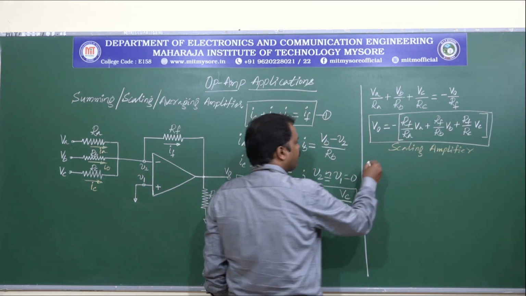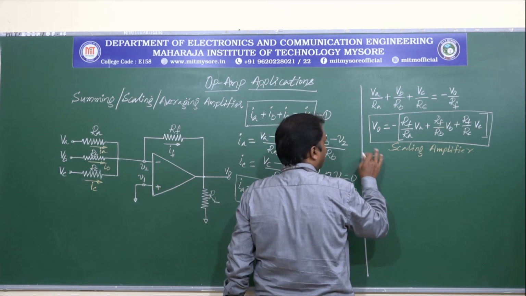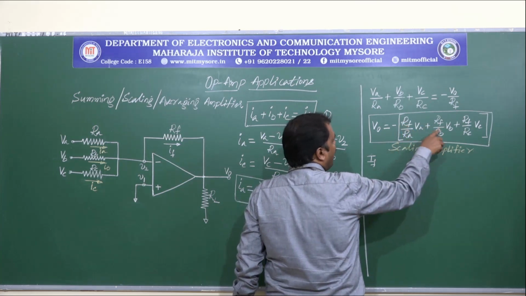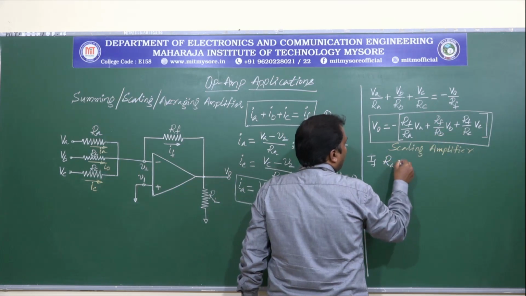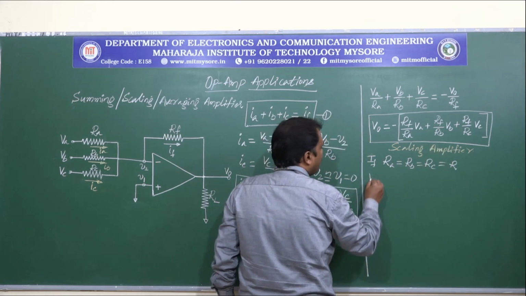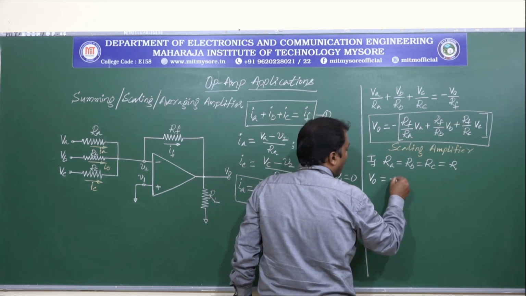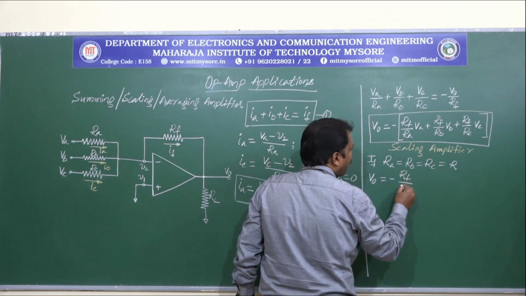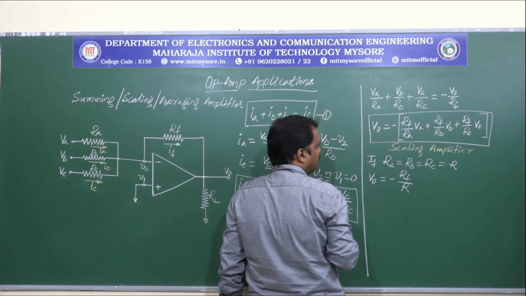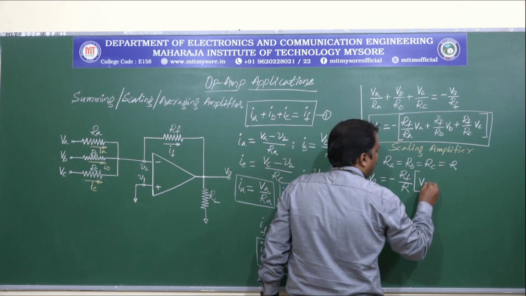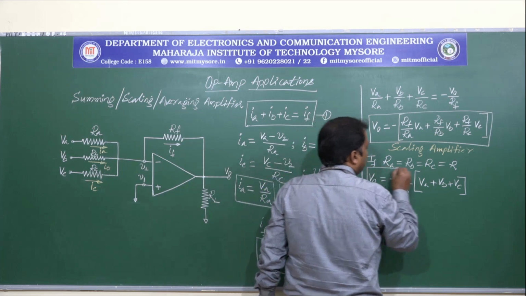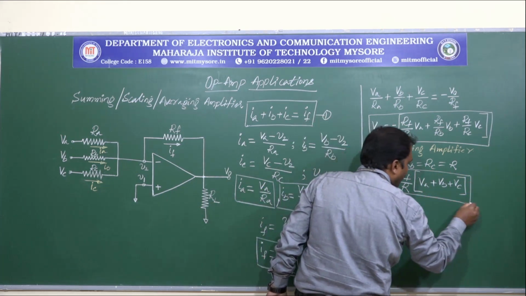Now in this equation, if I consider the values for RF, RA, RB, RC, if RA is equal to RB is equal to RC is equal to R, then V0 can be written as minus RF by R, because RA, RB, RC is equal to R, we can take these values common out and make this as this. So this is another function we have for the same circuit.